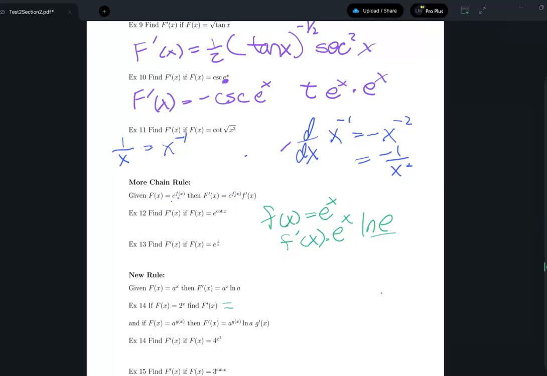So if this is the function, the derivative is 2 to the x times ln of 2. Okay, so let's do some more interesting ones. A to the stuff is a to the stuff times ln of a times g prime of stuff. So doing this example, the derivative would be 3 to the stuff times ln of 3. Notice it's always ln of the number, and then the derivative of sine, which is cosine.